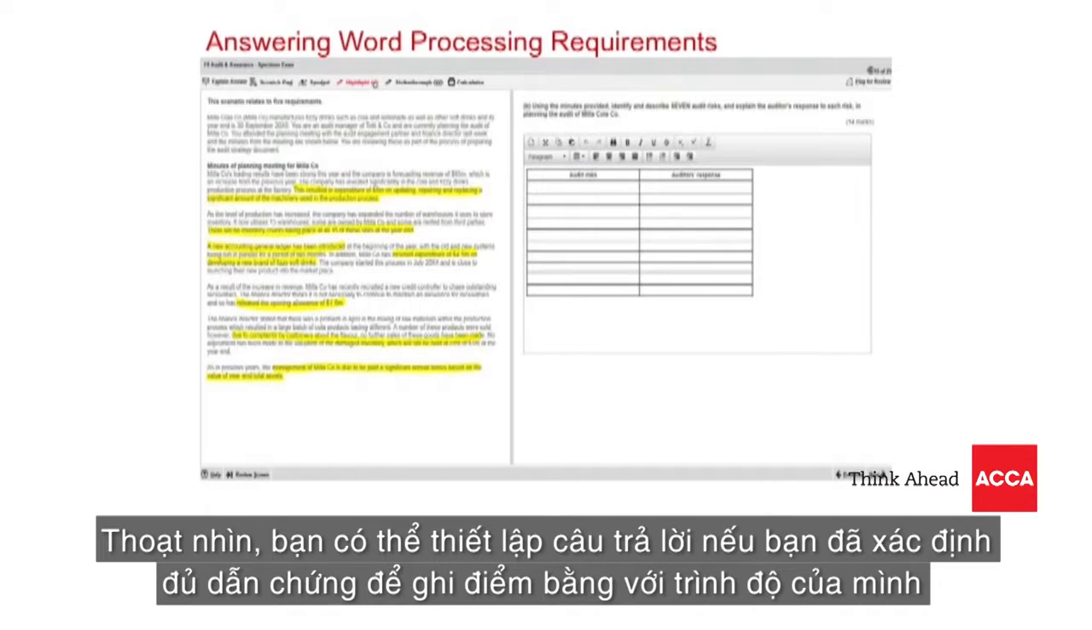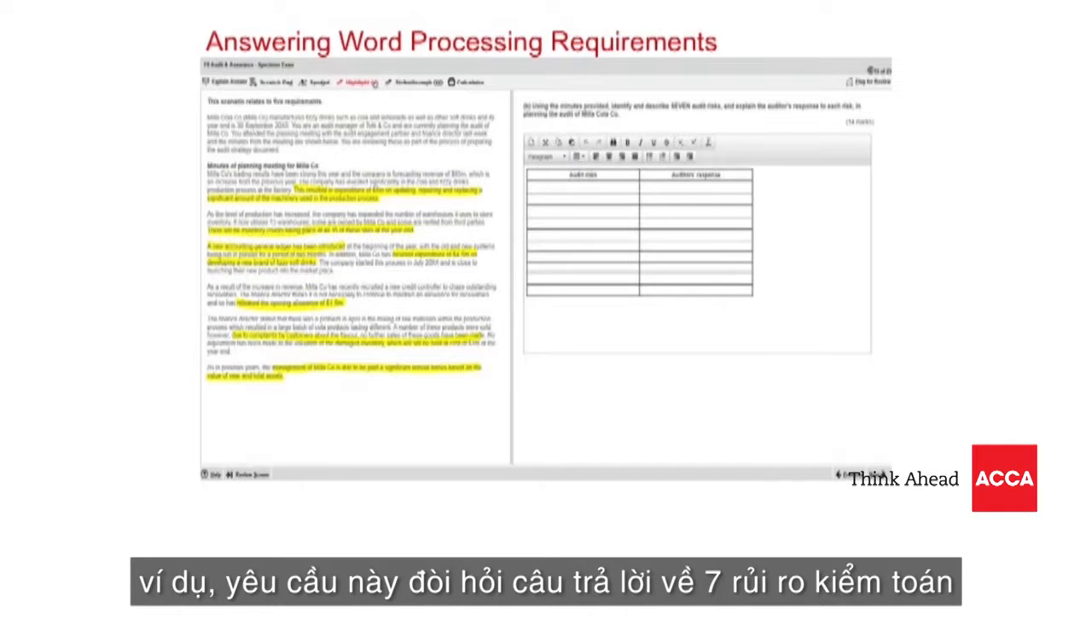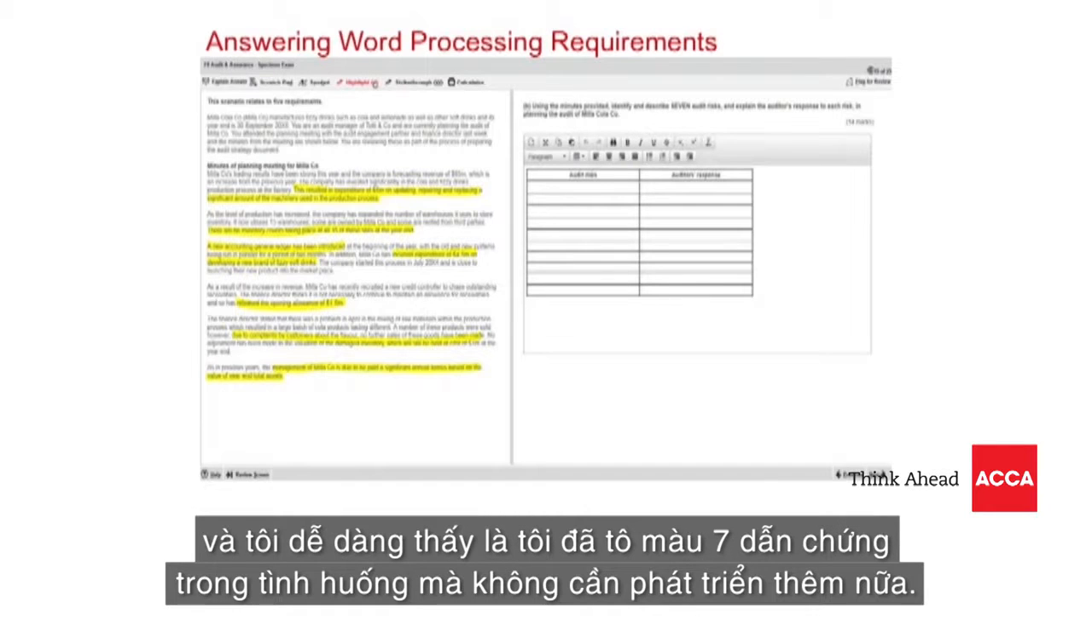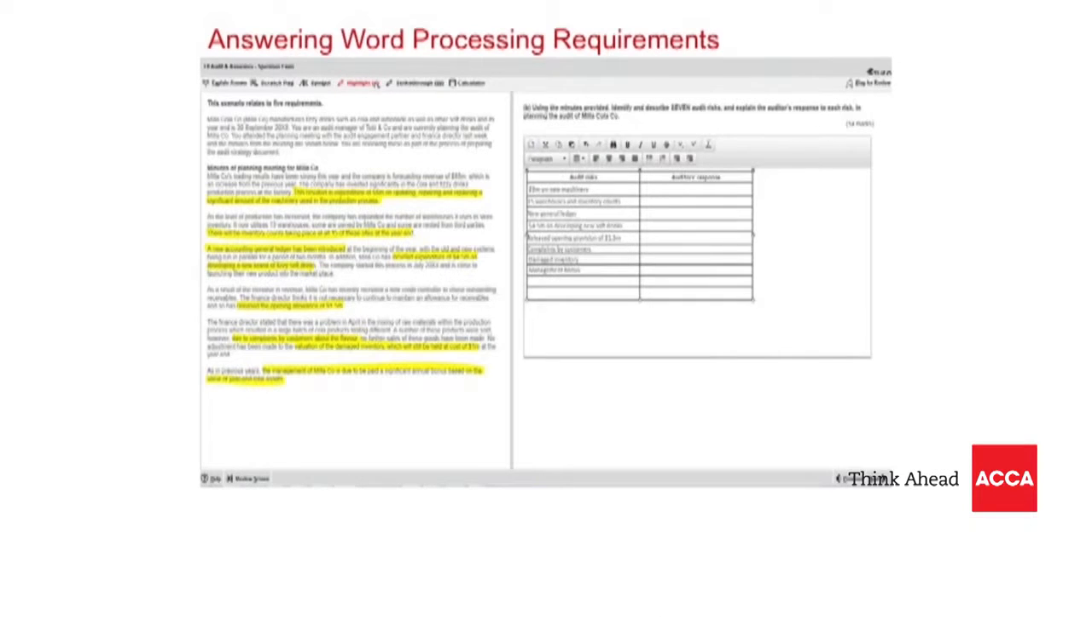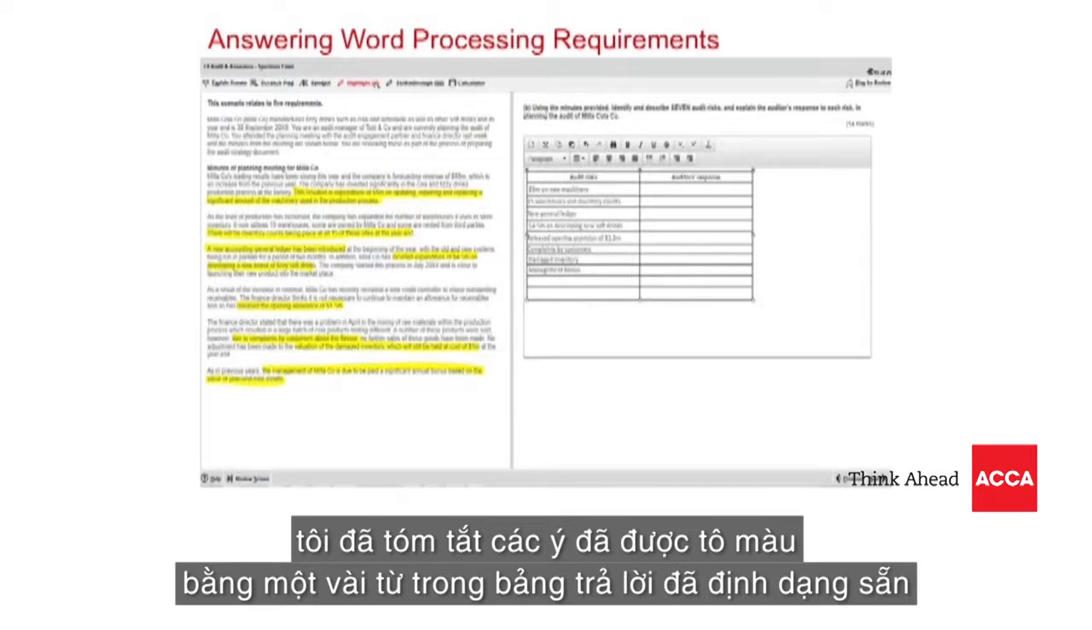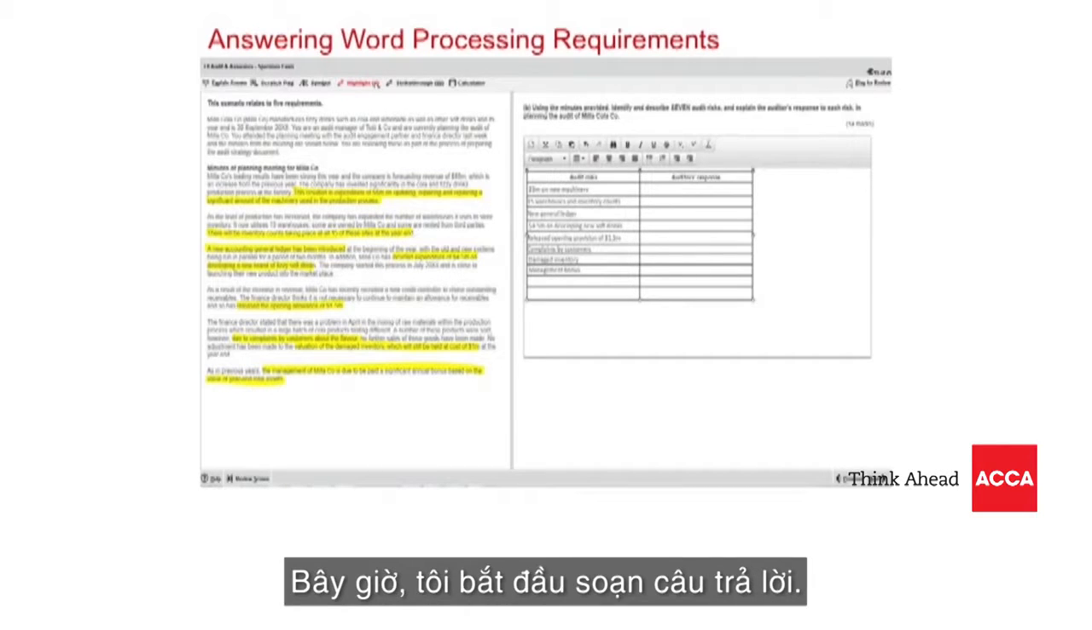At a glance, you will be able to establish if you've identified enough facts to score the marks available. For example, this requirement asks for 7 audit risks and responses, and I can easily see that I've already highlighted 7 facts in the scenario which now need further development. Once you have highlighted the relevant points in the scenario, you can very quickly draft a plan for answering the requirement. You can see from the example that I have summarised the highlighted points into a few words in the pre-formatted response area. I am now ready to start drafting my response.